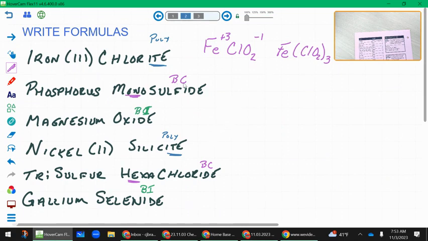Okay, binary covalent means that I'm just going to write down the symbol, phosphorus, P. Nothing in front of it means there's only one. Sulfide comes from sulfur. Mono means one. There is your entire formula, ladies and gentlemen. PS.